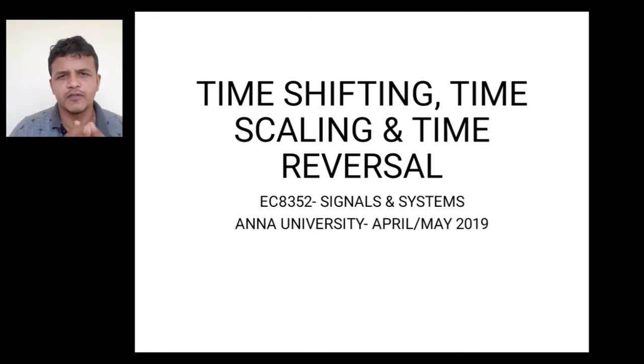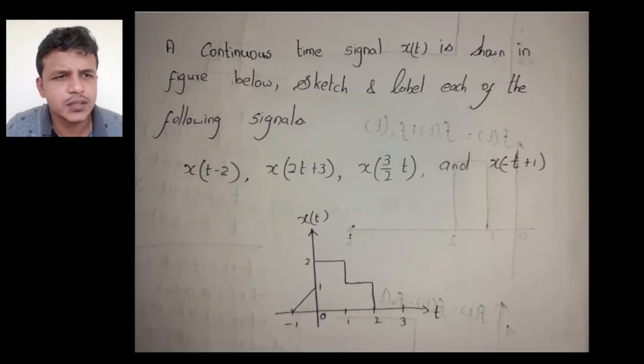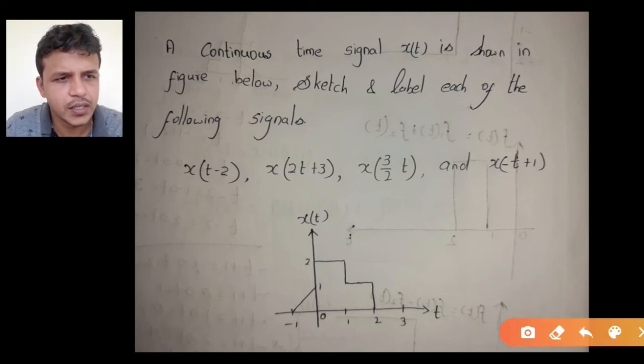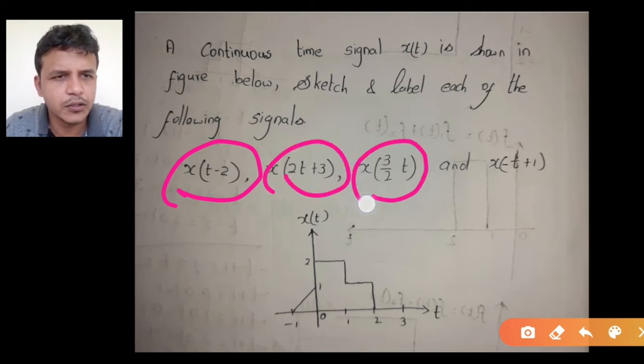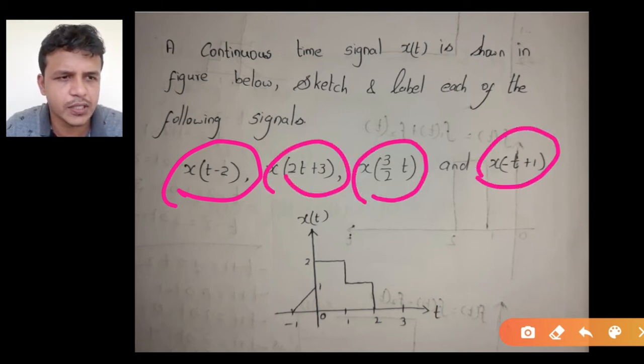Now let us go for further discussion. So here a signal is given. This is the question asked in the semester examination. The question is, a continuous time signal x of t is shown in the figure below. Sketch and label each of the following signals: x of t minus 2, x of 2t plus 3, x of 3 by 2 into t, and x of minus t plus 1.